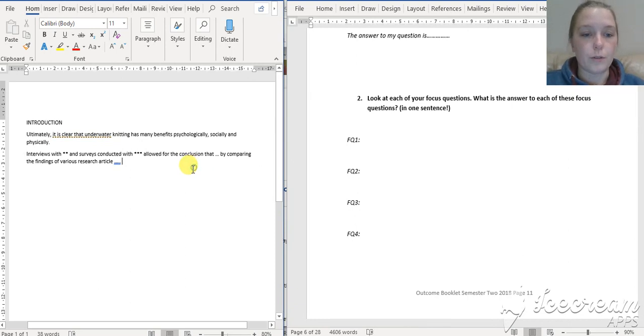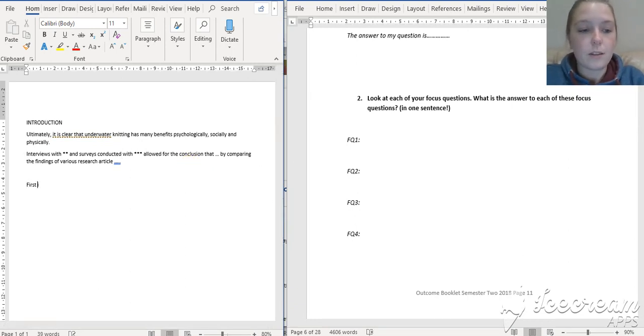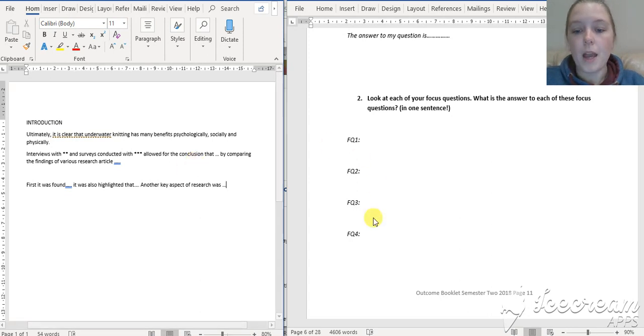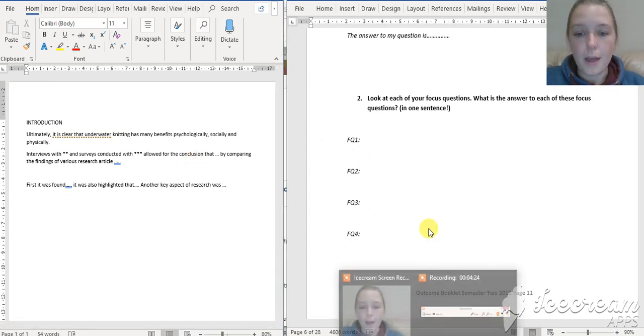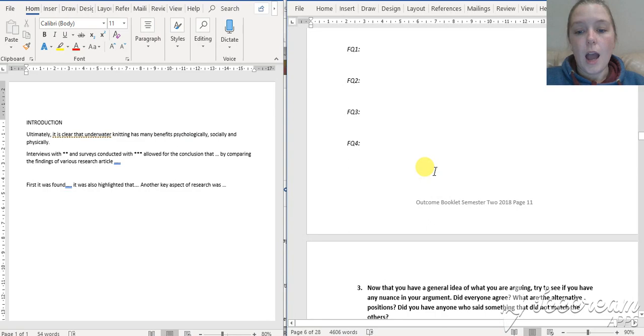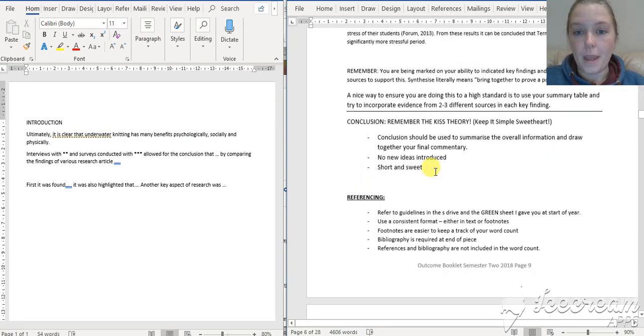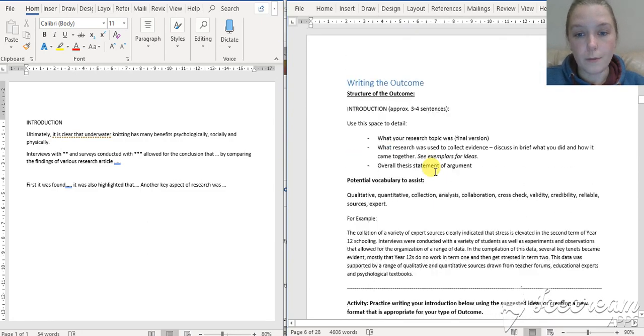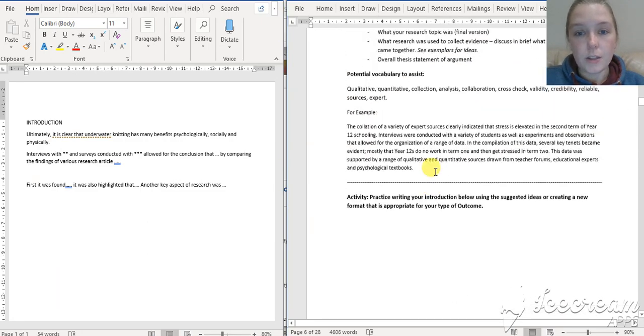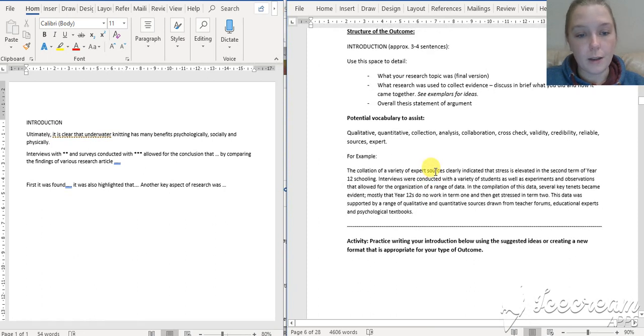So you could literally say, first, it was found, blah, blah, blah. It was also highlighted that, blah, blah, blah. Another key aspect of research was blah, blah, blah. Okay. Whatever it is that you've actually found. And that is going to allow you to write your introduction. Now, if you want some more info, on page 8 is a little bit more detail there.